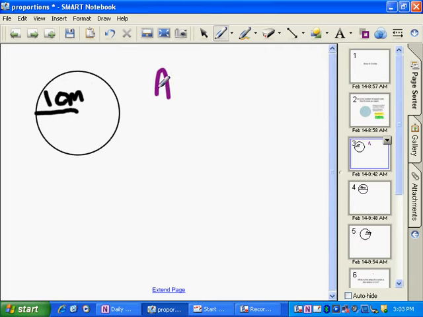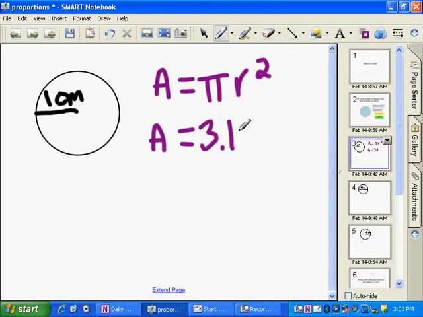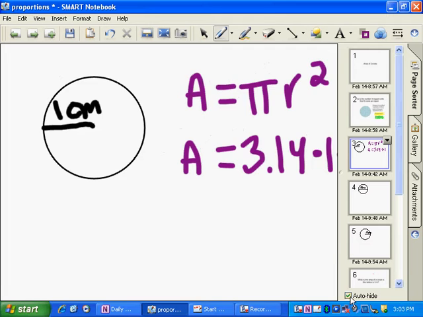The formula is area is equal to pi r squared. So I'm going to plug in what I know. I still don't know the area. I know pi is 3.14, and I know that this is my radius, this is 1, so it's going to be times 1 times 1.